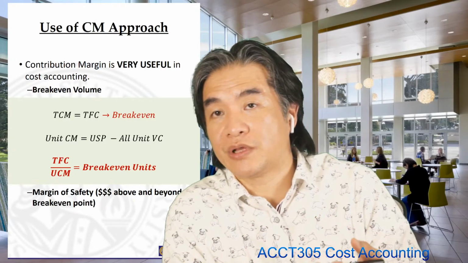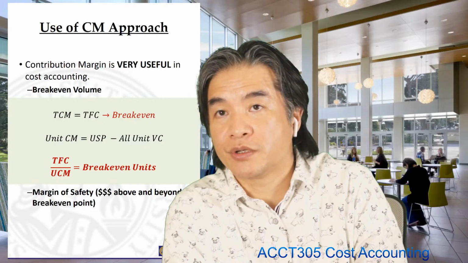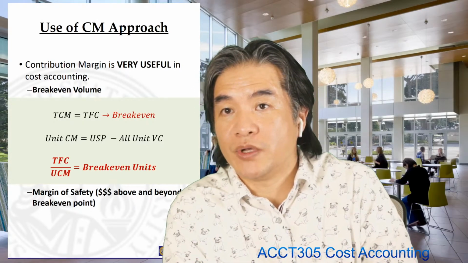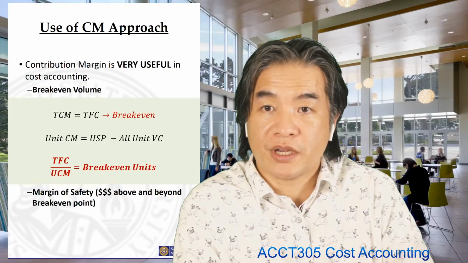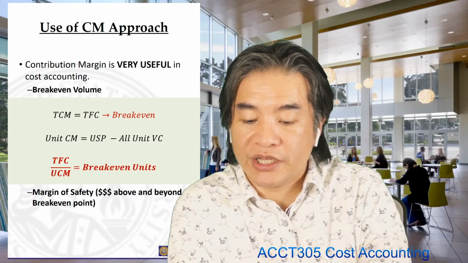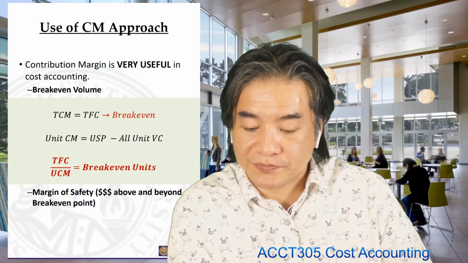Earlier, we already went through that bicycle example. We have a fixed cost of $1,200 and unit contribution of $100. So we know we need to make 12 bicycles, and that will be our break-even volume. That's what it is. All right.